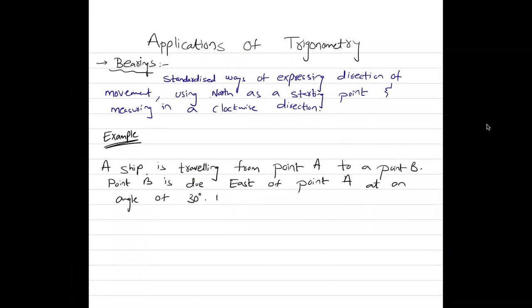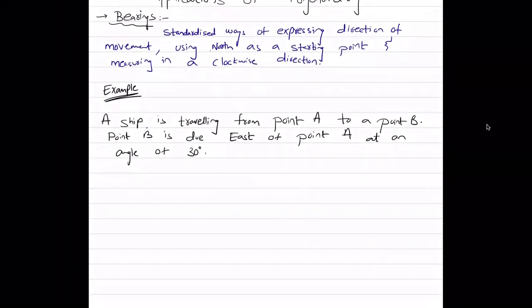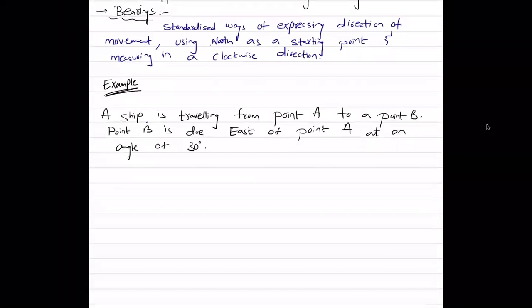The position, okay, let me show you what the positions are going to be. Are you clear with the directions north, south, east, and west? Do you understand what is this? Just a second. Yes. So there's a ship that is traveling from point A to a point B, and point B is due east of point A at an angle of 30 degrees. Let's try to visualize what's happening.